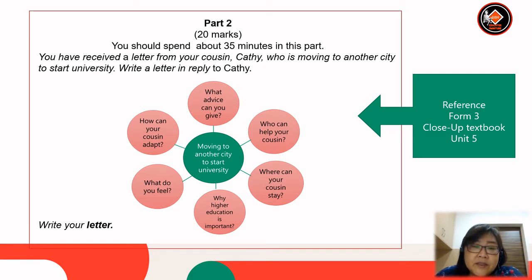Moving to another city to start university. So they are the WH questions. What advice can you give? Who can help your cousin? Where can your cousin stay? Why higher education is important? What do you feel? How does your cousin adapt?